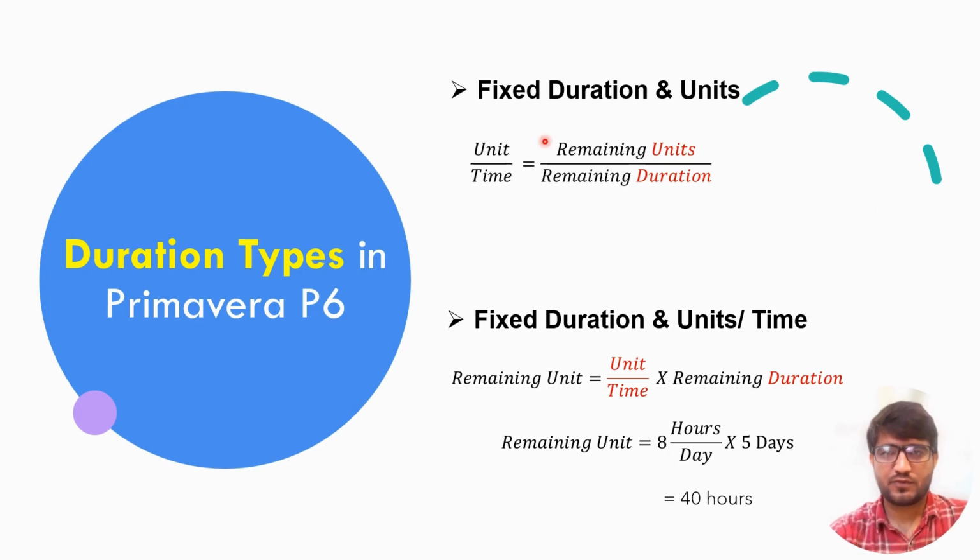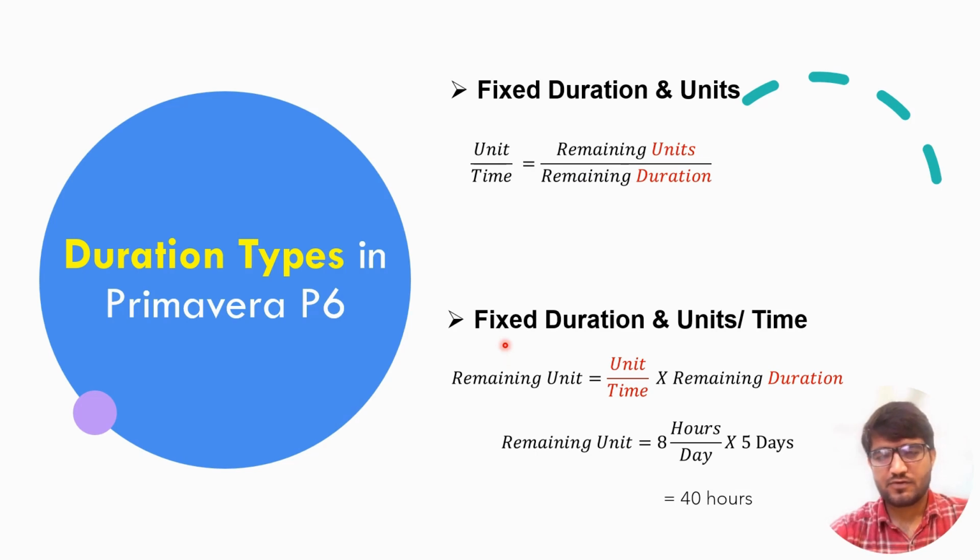If you want to keep the remaining units constant and recalculate the units over time, use fixed duration and units. While you use fixed duration and units, the application will use this equation, units over time, that will be recalculated based on remaining units over remaining duration, which both are fixed.